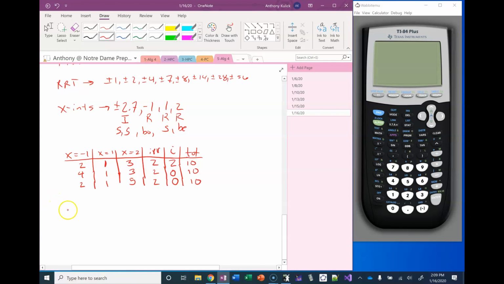Okay. So let's start our synthetic division. What number do you want to use for the synthetic division, or what do you want to start with? 1? 1 is fine. 2 would be fine. What's a number that's not fine? Yeah, the 2.7 and negative 2.7. You do not and cannot use the irrational ones. Those are bad news.